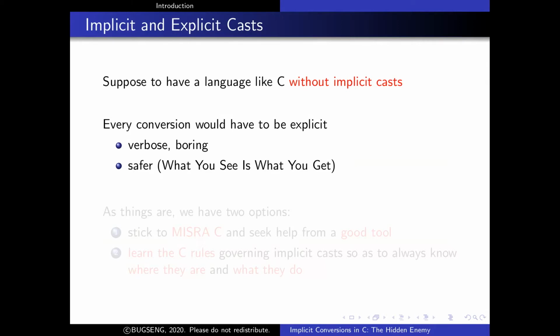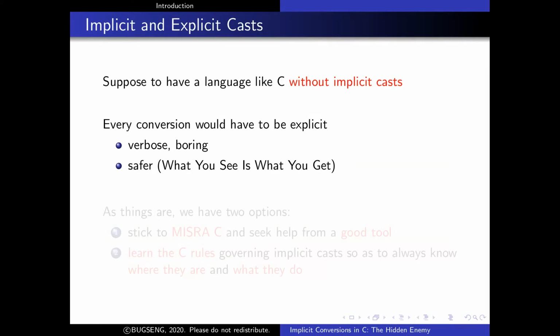So the conversion would always have something in the syntax to indicate to you, I am here. Then maybe you don't know what the conversion is doing exactly, but at least you know it is there. However, C is as it is. It's a compromise, okay? It's a compromise.